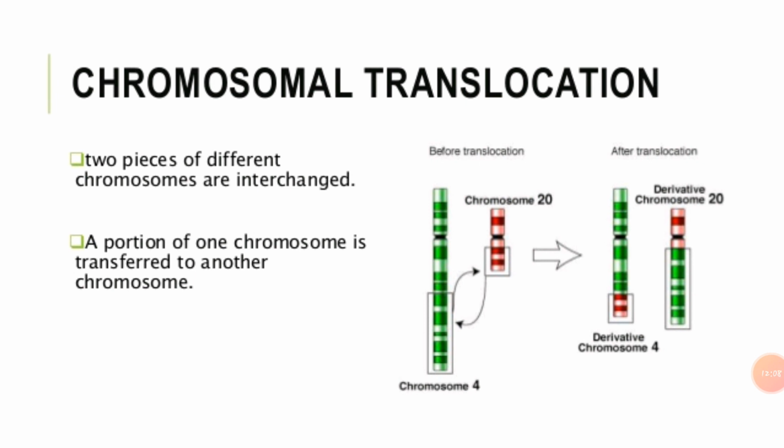In the next lecture we'll see this particular type of structural chromosomal aberration, that is translocation. Up to this lecture we have seen three types of structural chromosomal aberration: deletion, duplication and inversion.